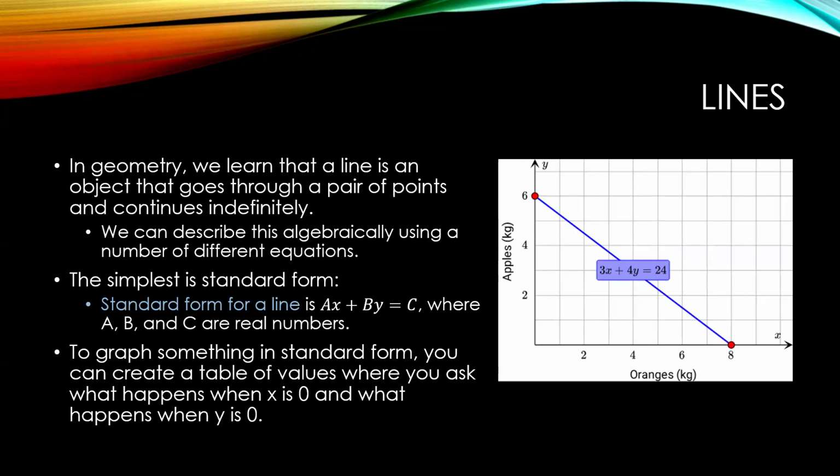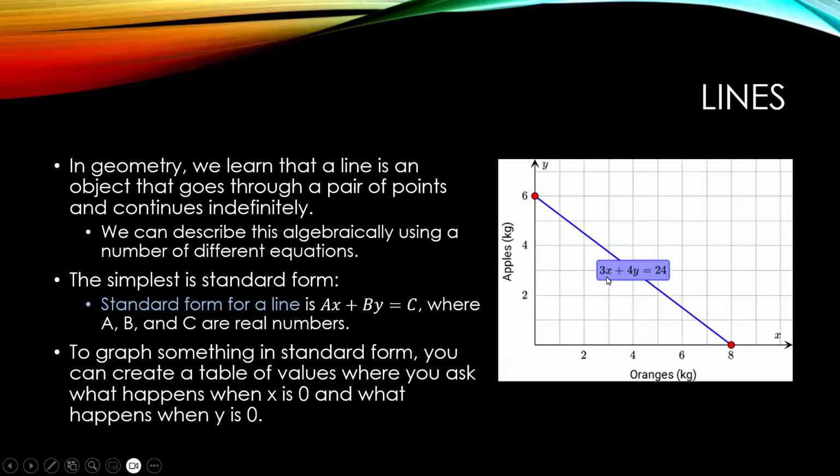The simplest is standard form. The standard form for a line is ax plus by equals c, where a, b, and c are real numbers. To graph something in standard form, just create a table of values where you ask what happens when x is 0 and what happens when y is 0. That's what we did with that last graph. We can do it with this one as well.